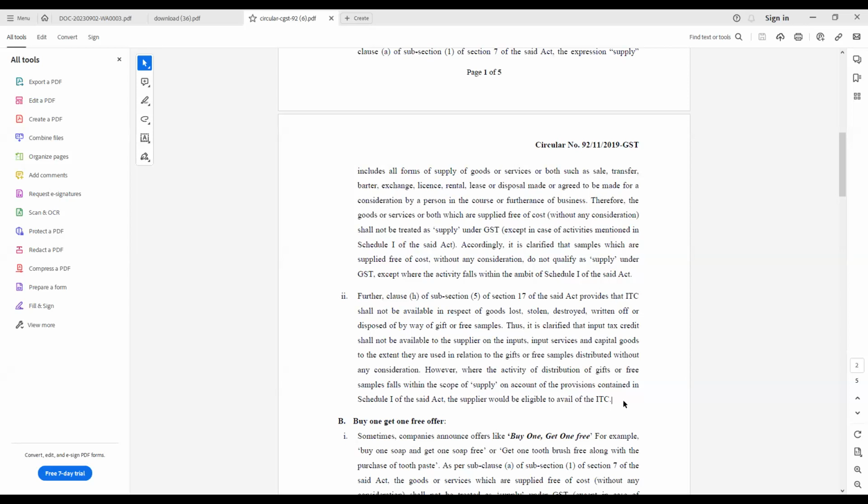In my view, yes, please. If I reverse the ITC, 17(5)(h) is applicable. But if I have availed the ITC and I have made a supply without consideration, that is a gift. In that case, since the transaction of giving a gift is subsequent to availment of ITC, therefore in this case, Schedule 1, Para 1 would be applicable.